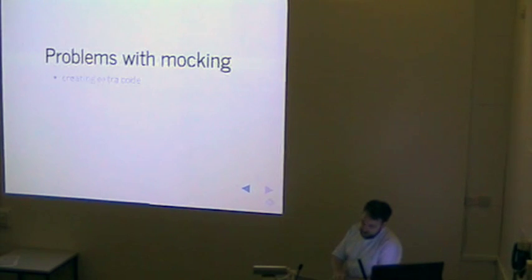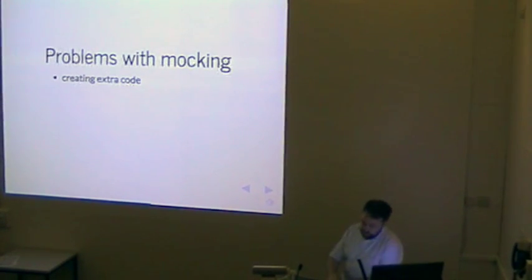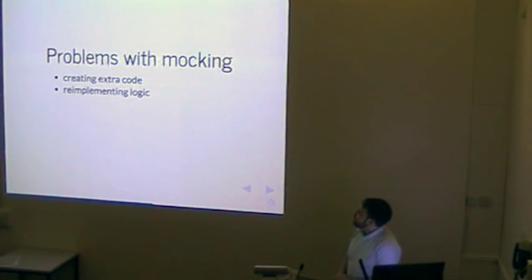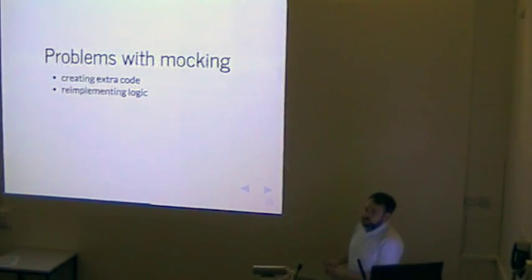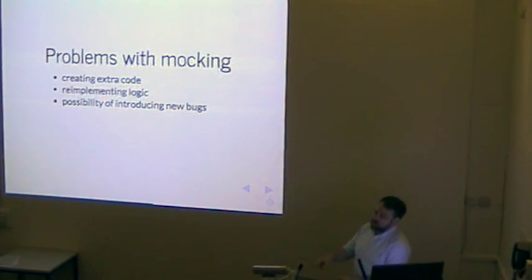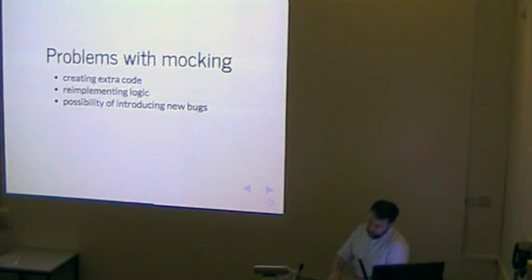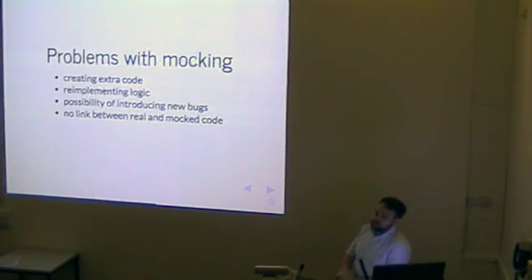Now, problems with mocking. You're writing extra code. I mean, you're meant to be testing the code you've already written. You don't want to be writing more code in order to do it. You're potentially re-implementing logic. You've got logic in your system, and you're duplicating that to try and get mock objects to work, and there's the possibility of introducing new bugs. Are you writing test suites for the mocked methods and mocked objects you're introducing? And this one can be quite important. There's no real link between the real code and the mocked code.